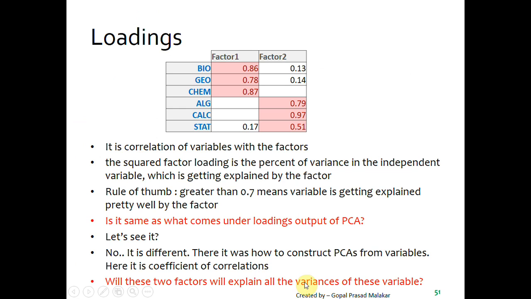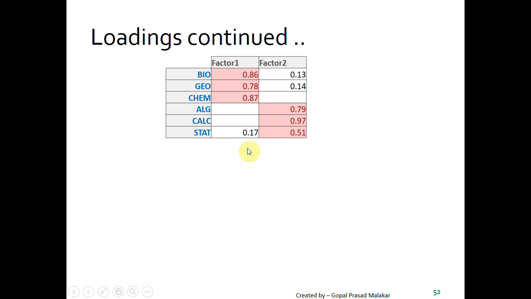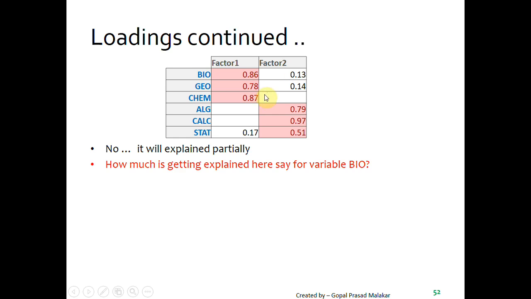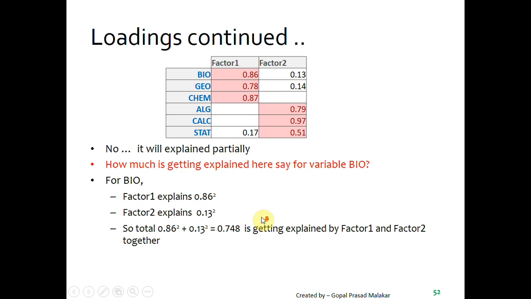Will these two factors explain all the variance of all the variables? Actually not. Let's take a look. It is getting explained partially. So what percentage of biology variance is getting explained by factor 1 and factor 2 together? Factor 1 will explain 0.86 squared, factor 2 will explain 0.13 squared, so factor 1 and factor 2 taken together will explain 0.86 squared plus 0.13 squared, 0.748. That's what is getting explained by factor 1 and factor 2.